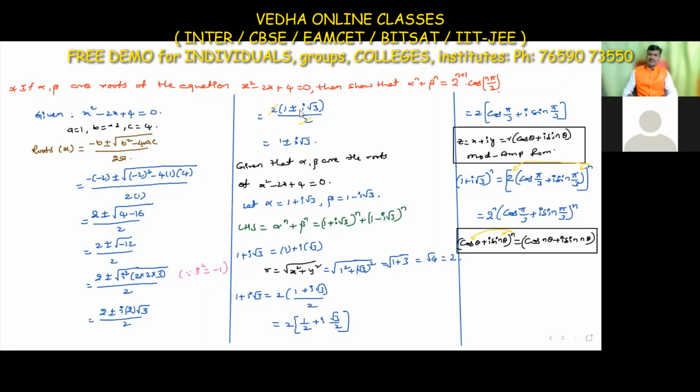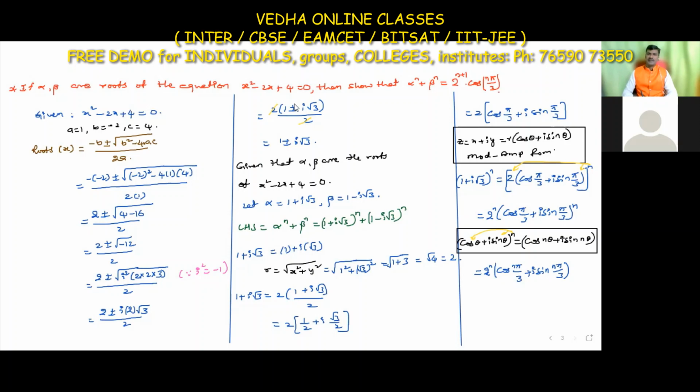Here this equals 2 to the power n into cos n pi by 3 plus i into sin n pi by 3. This is alpha power n value.